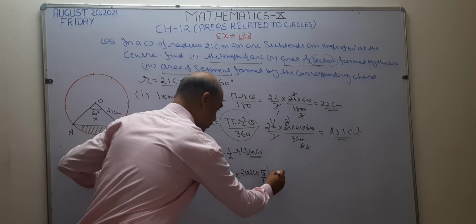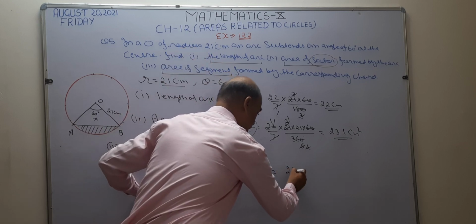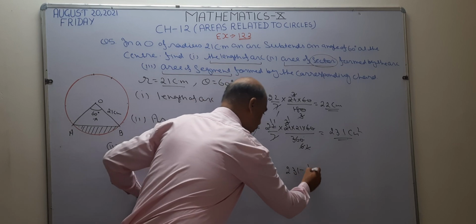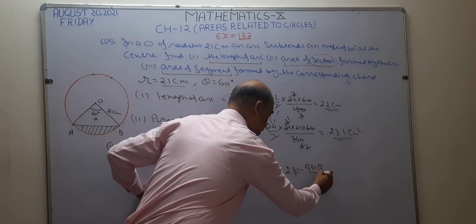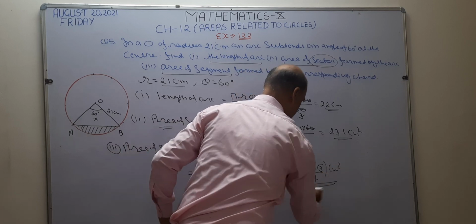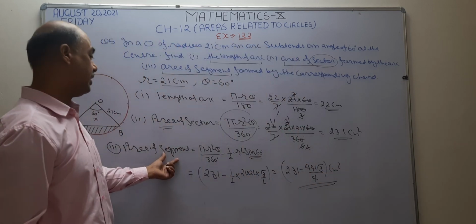Value of sin 30 is √3/2. Now solve this. So the first term is going to remain the same. After that minus is there. 21 into 21 becomes 441 into √3, and 2 2s are 4. So this is your answer. This is the area of minor segment.